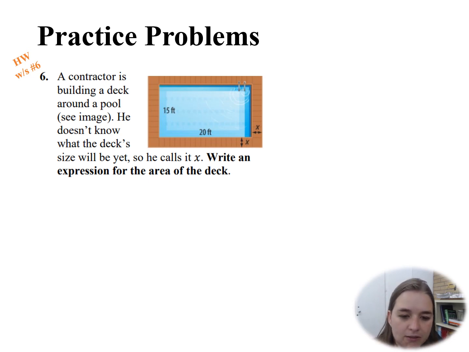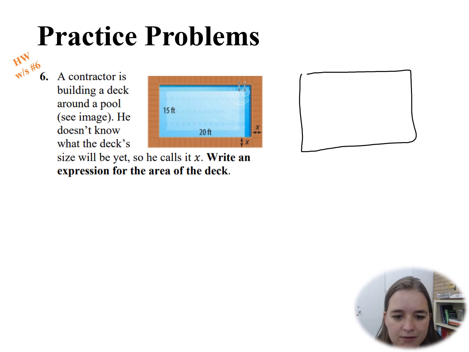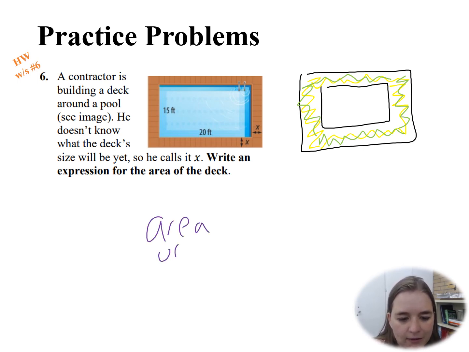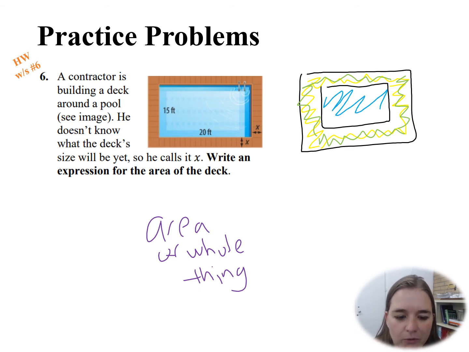So what we need to do is, I see that I have this deck with a pool in the middle, and I only want to know the area of this part that I'm coloring in green, just the outside, like the picture frame part of the deck. So what I need to do is find the area of the whole thing, that black rectangle, and from that, I want to subtract the area of the pool.